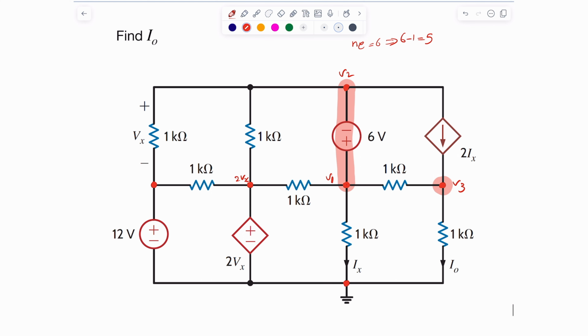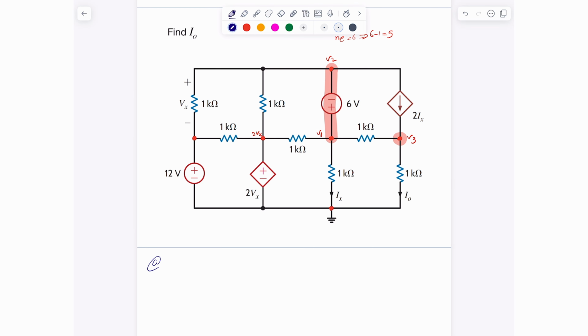So we're going to do this here, at the supernode. We write at the supernode again. We keep the V1, we keep the V2, and we go from there. Let's figure out the currents connected to V1. We'll have V1 minus 2Vx divided by 1 kilo ohm. That's basically the current going through this branch, and then I'm going to go to this branch and this branch.